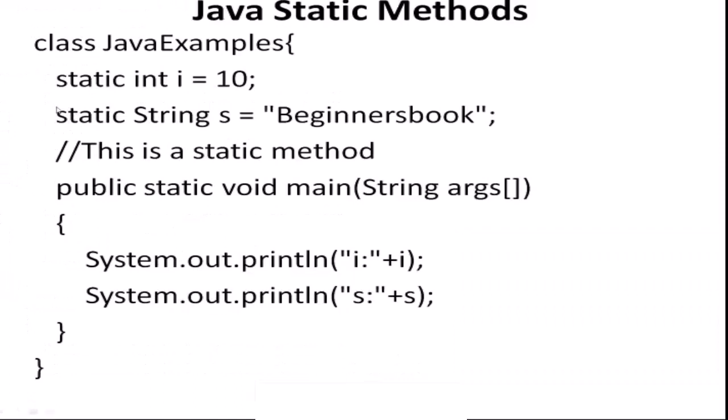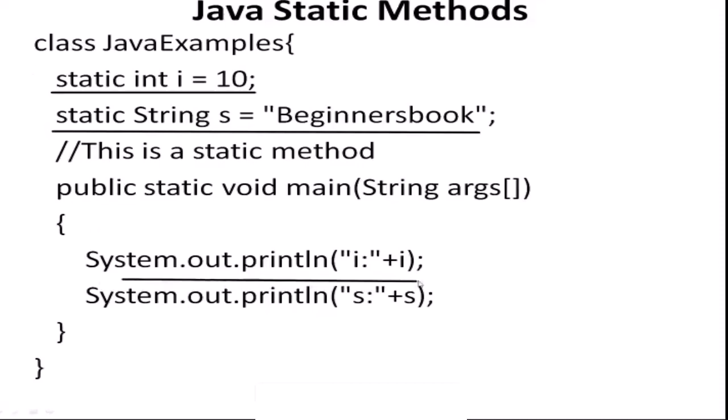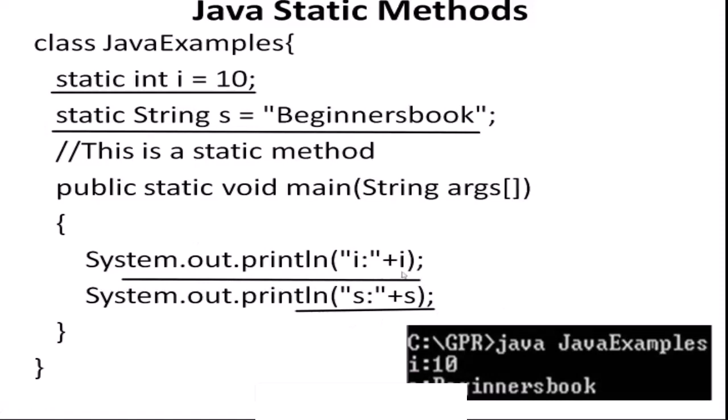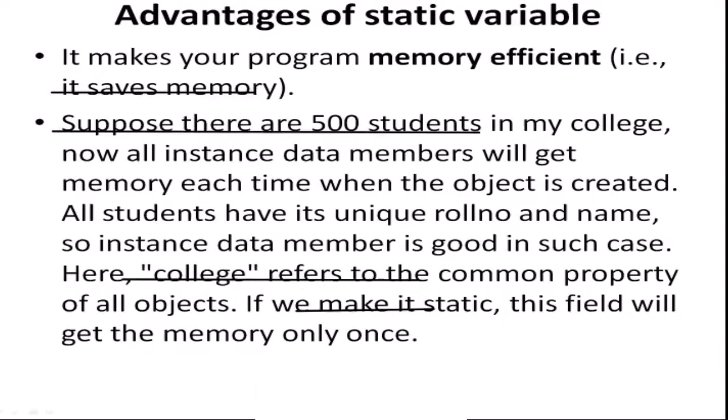So here we are using a static method. Here we have just assigned the value static int i equal to 10. Next, static string is beginner's book. So now we are going to print the value. We have used static variables, and we are just printing the values s and i. So the value is 10, and the output is whatever we have written here, beginner's book, will be printed. So finally, the advantages of static variables are, it makes your program memory efficient.